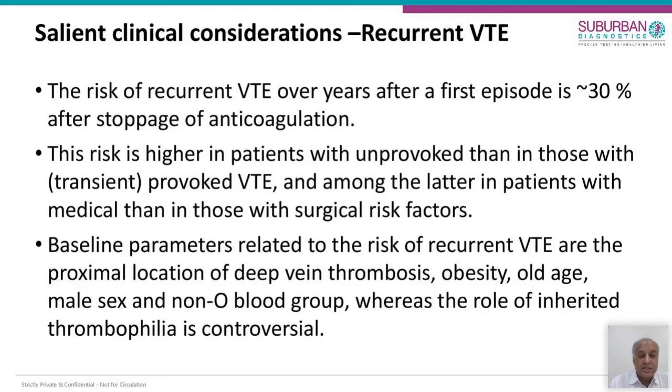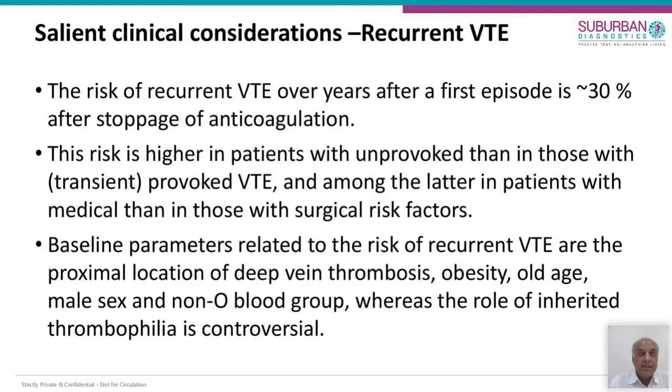That means the risk of recurrence is higher with unprovoked than with provoked venous thromboembolism. Baseline parameters related to the risk of recurrent venous thromboembolism are the proximal location of deep vein thrombosis, obesity, old age, male sex, and non-O blood group, whereas the role of inherited thrombophilia is controversial. And that's the point being mentioned at the top. And as you can see here, the clinical assessment of the patient at this stage becomes very, very important.